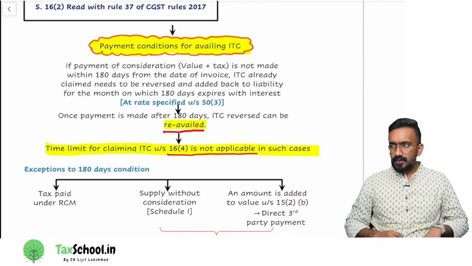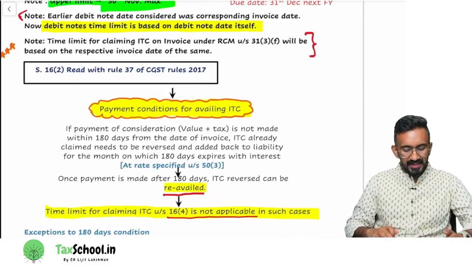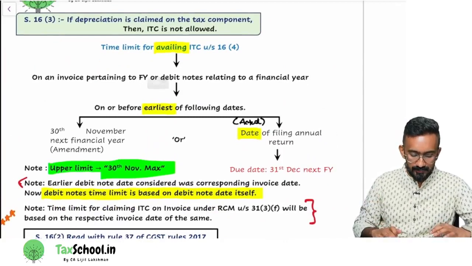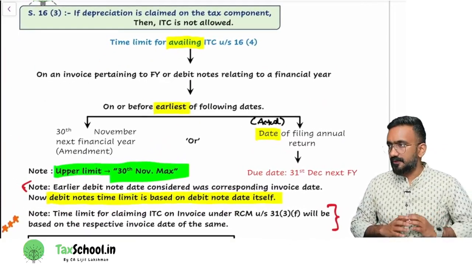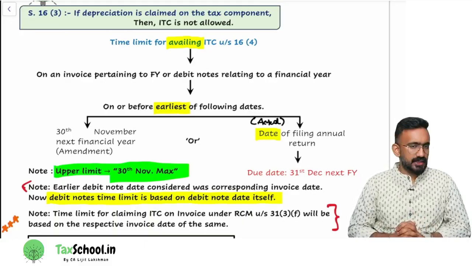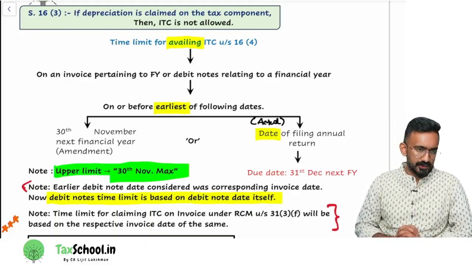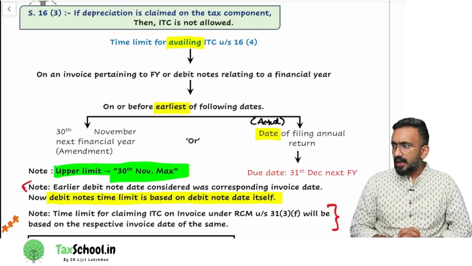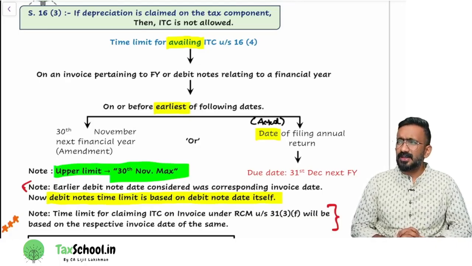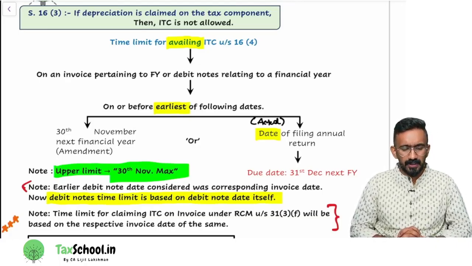All right, so I would do 16(3), (4), (5), (6) and then come back to this payment condition. We can quickly finish this off. 16(3) says that if depreciation is claimed on the tax component, then ITC is not allowed. Depreciation is claimed on tax component, then ITC is not allowed.